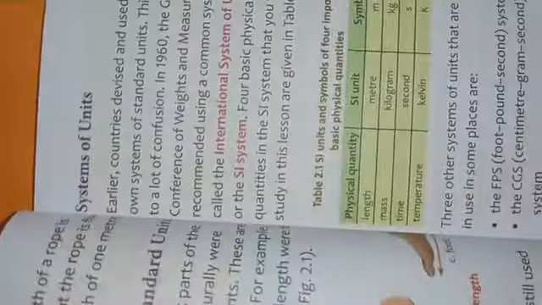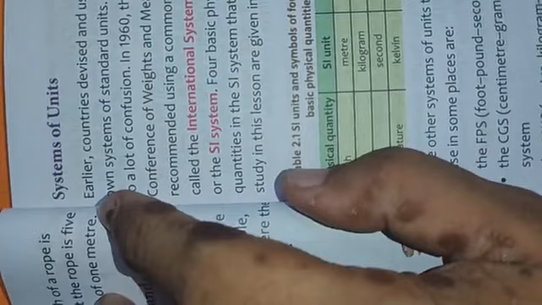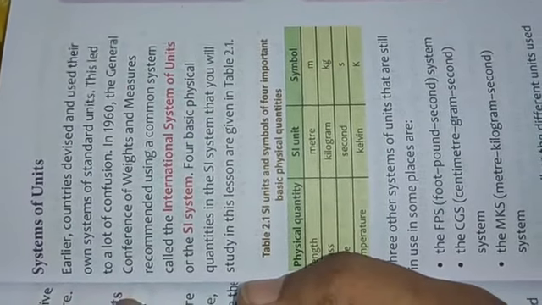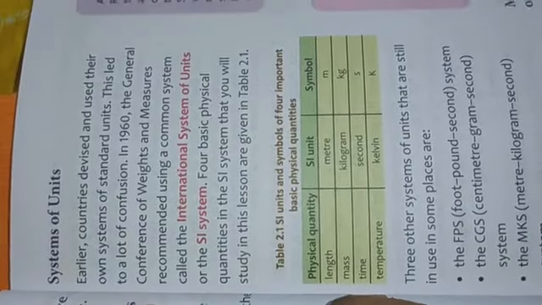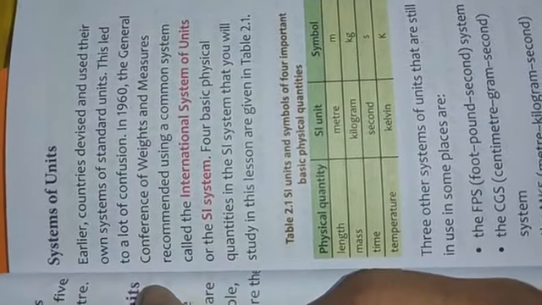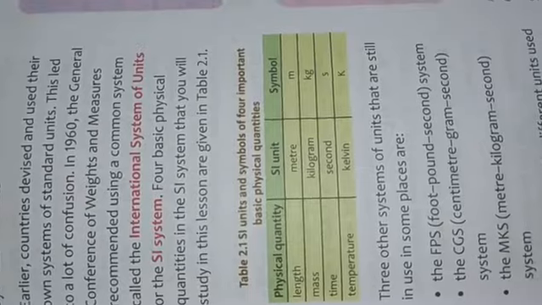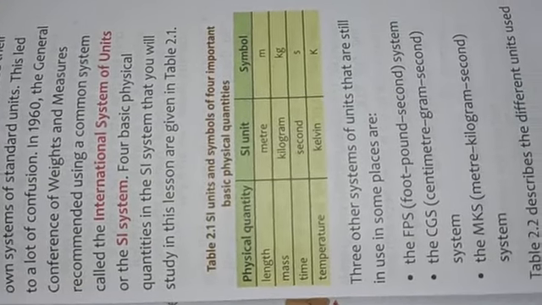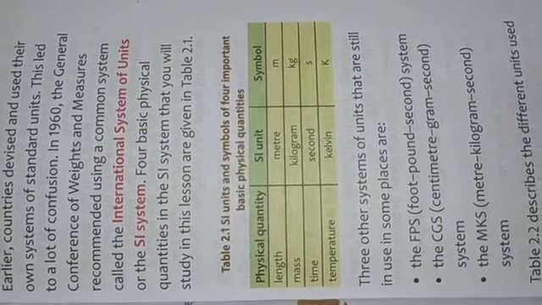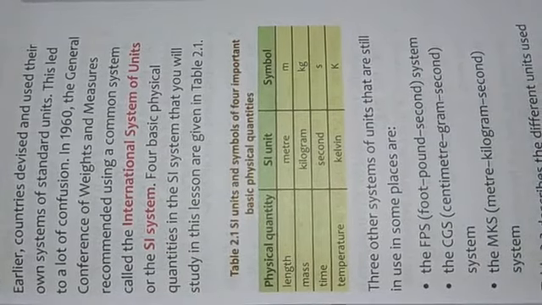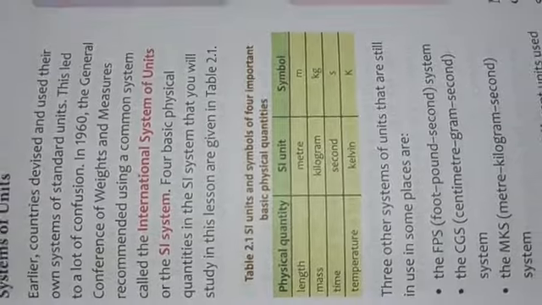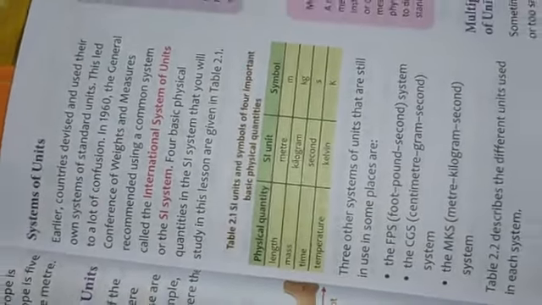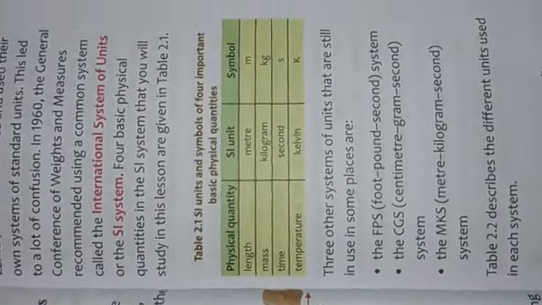Okay. So next is the system of units. In earlier times, countries devised and used their own systems of standard units. This created a lot of confusion among people from all over the world. Therefore in 1960 the General Conference of Weights and Measures recommended using a common system called the International System of Units, or SI system. There are 4 basic physical quantities in the SI system. What are they? Length, mass, time and temperature. You must keep in mind the SI unit of length is what? Meter. SI unit of mass is kilogram, symbol kg. SI unit of time is second, symbol s. And SI unit of temperature is Kelvin, symbol capital K. And whereas meter, kg, second, those units should be written in small letters. Okay. So this is the SI unit.